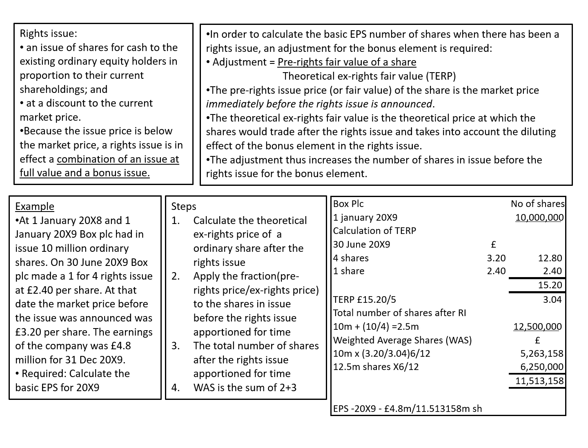The EPS is therefore to divide the 4.8 million, which is the company's earnings in 20X9, by the weighted average number of shares, and we get an EPS of 41.7 pence per share.